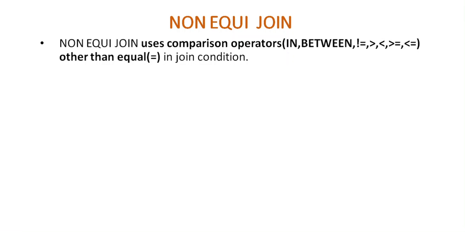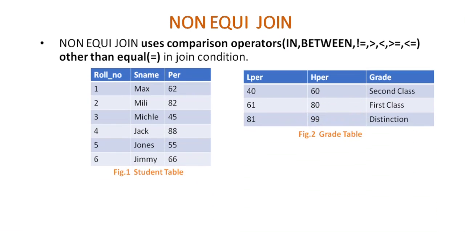So whenever we want to specify any join condition, we can use the IN keyword, BETWEEN keyword, not equal to, greater than, less than, greater than or equal to, or less than or equal to. We can use any comparison operator other than equal. So that is non-EQUI join.